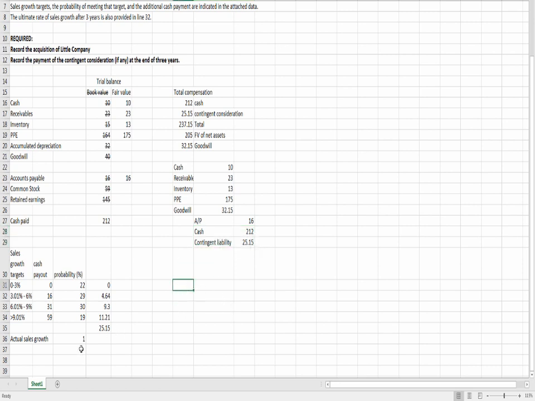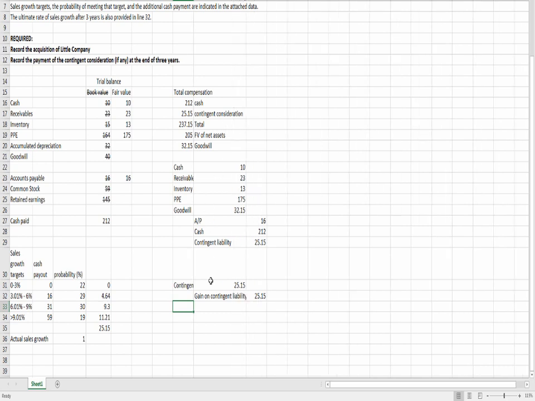$237.15. Now, a few years later, actual sales growth comes in at 1%. That puts us in this band where no payment is going to be made. So basically, 3 years later, we don't have to make any additional payment. That contingent liability gets satisfied, but it doesn't cost us anything. So that's going to be a gain on contingent liability, or gain on contingent consideration, or something to that effect.